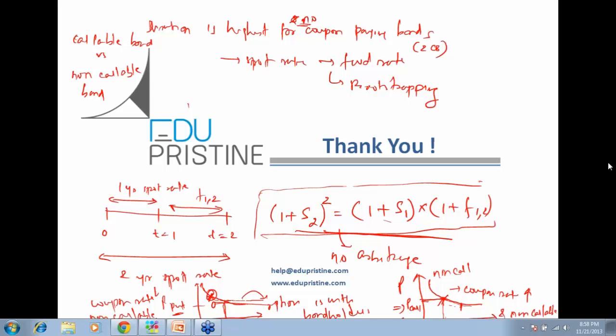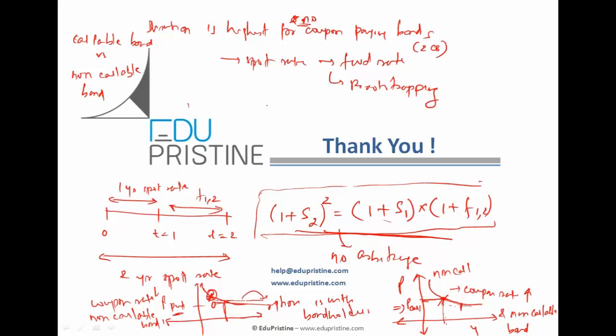Okay, there is another way of calculating the forward rate. This is another formula for calculating the forward rate, which is used many times. This is the forward rate between 1 and 2. This is the 2 year spot rate, this is the 1 year spot rate, and T1 and T2 are the respective tenors.